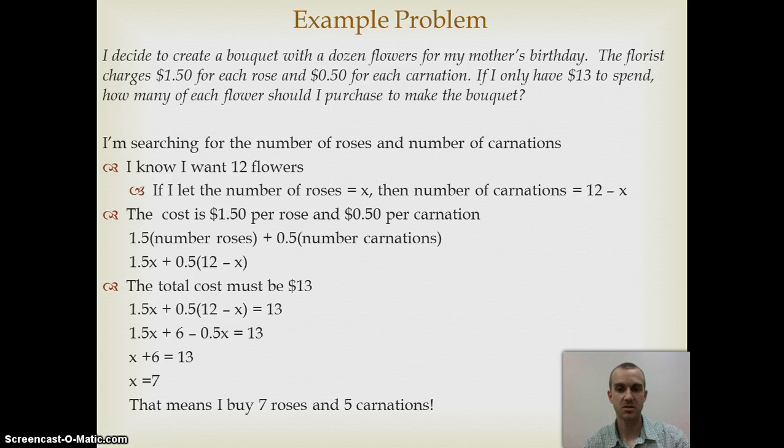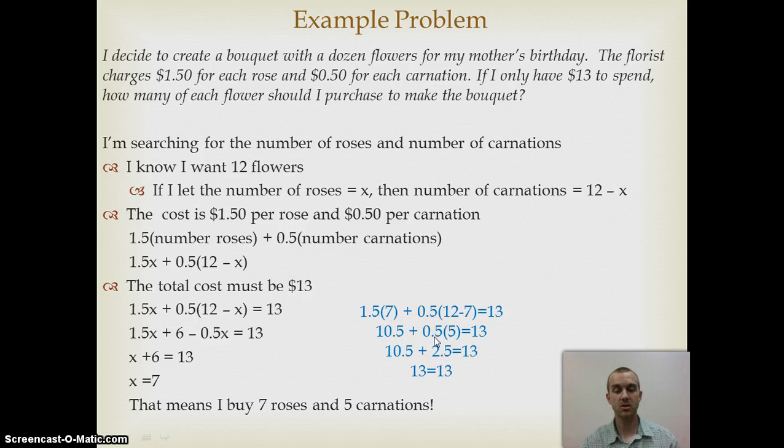I can check this. So if I plug in $1.50 times my 7 roses, plus 50 cents times the 12 minus 7 roses, that gives me $10.50 plus $2.50, and that's $13. So I spent $13, I got 12 flowers, I did exactly what I wanted to do.